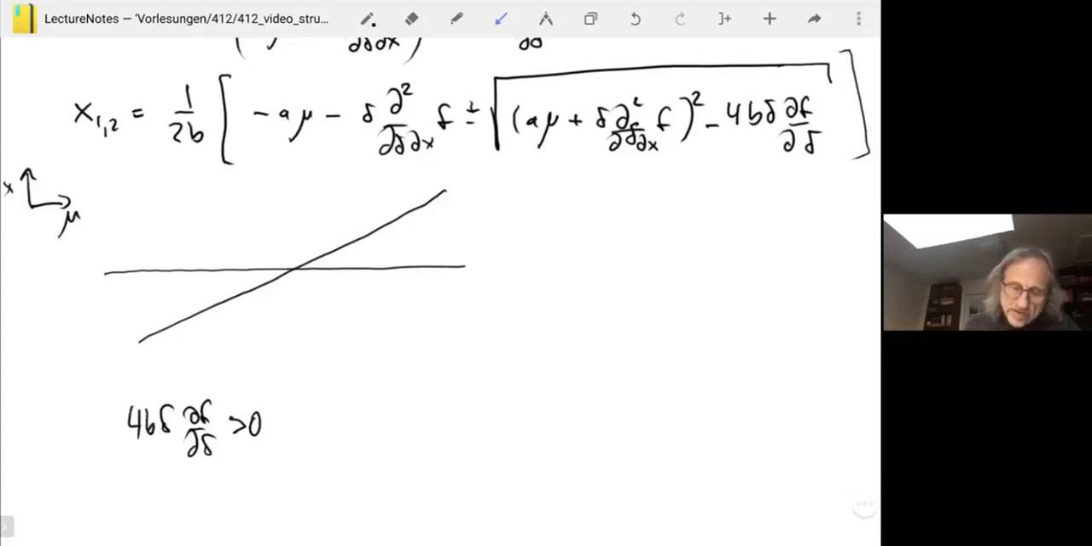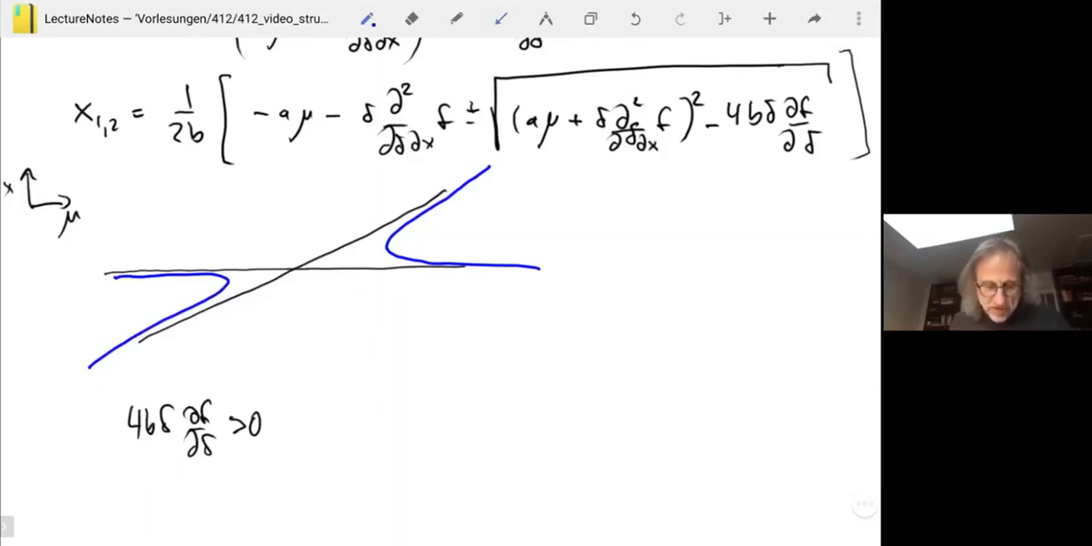When you look at that more carefully, it's not hard, but I won't do it here explicitly. What it means is that, let me just sketch it, you get branches that look like that. So now you have a range of mu values where there's no solution at all.